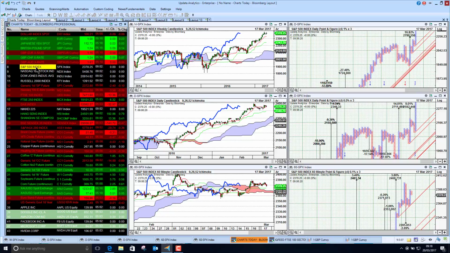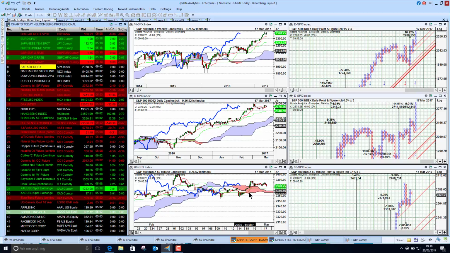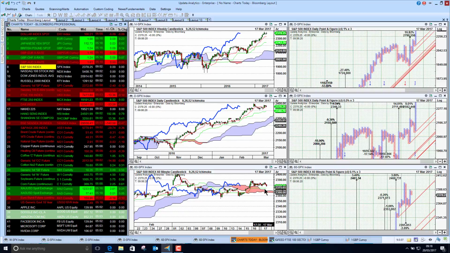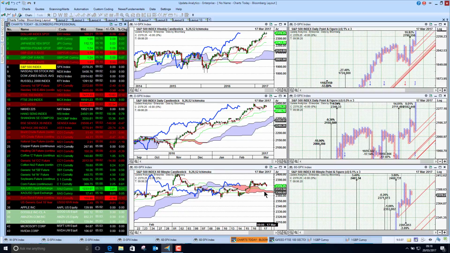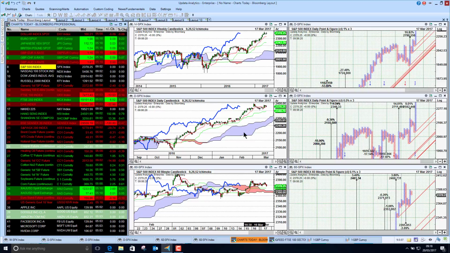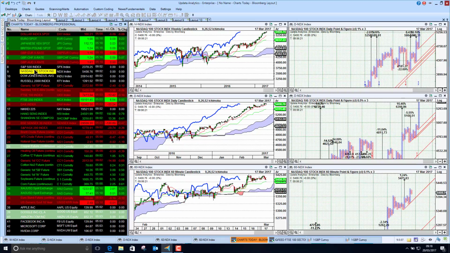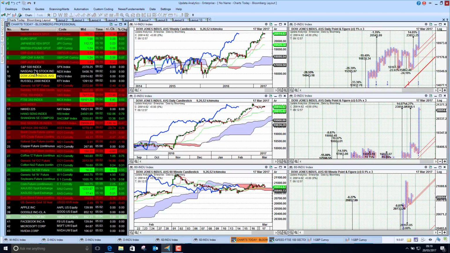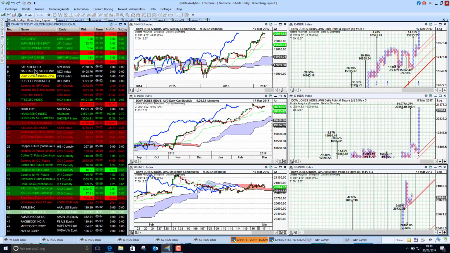Looking at stock markets, the S&P 500 didn't manage to have a close higher on Friday. We see that here in the candle. We are just still just holding on to the bullish picture, but a bit of a flat week after the Fed announcement. We see Nasdaq also pretty flat, and the Dow also looking fairly flat, but above the cloud on all three timeframes still just.